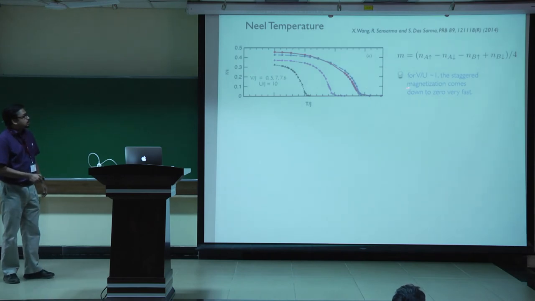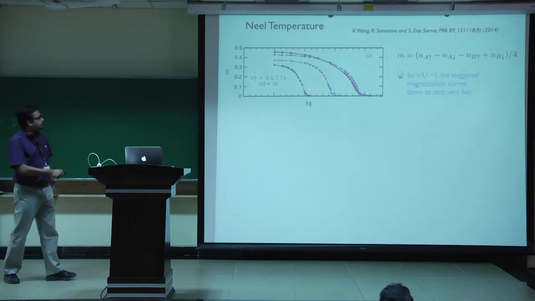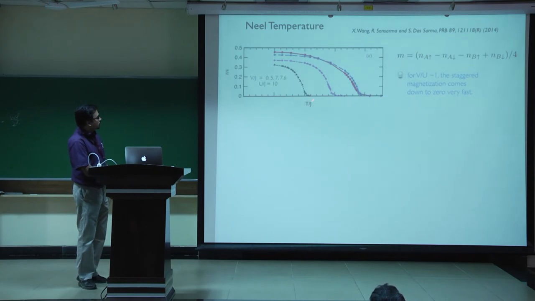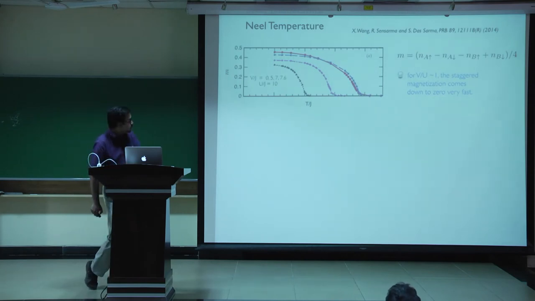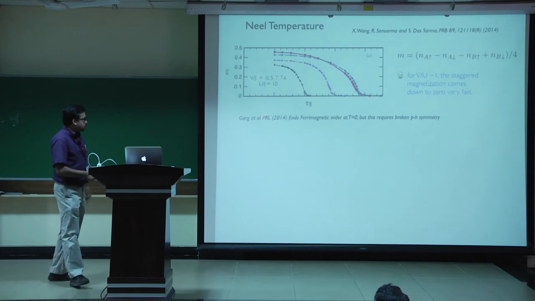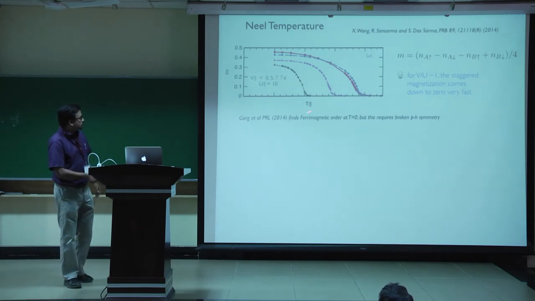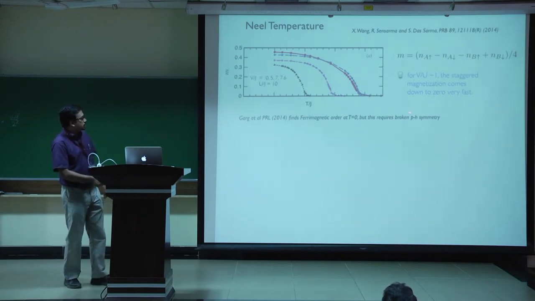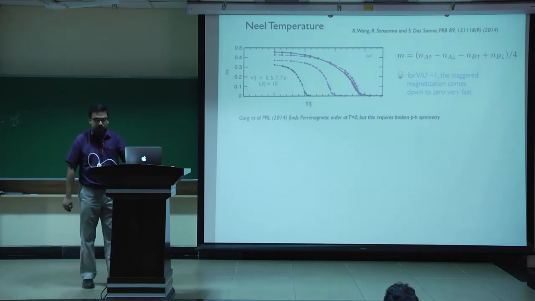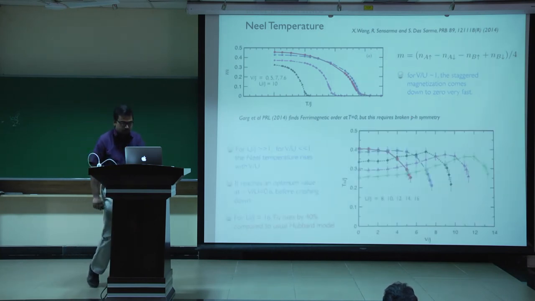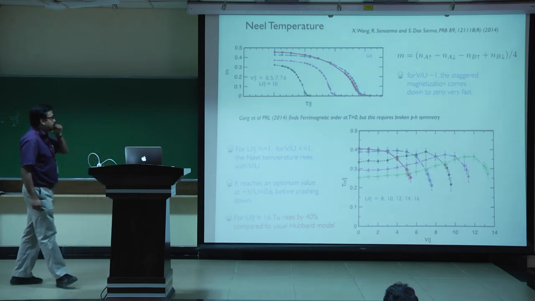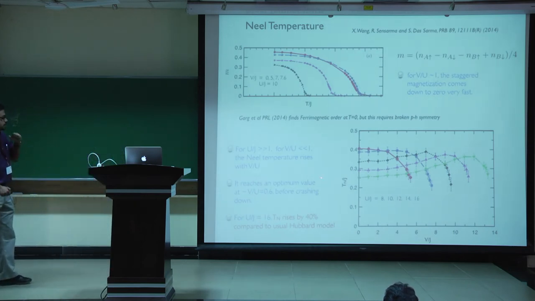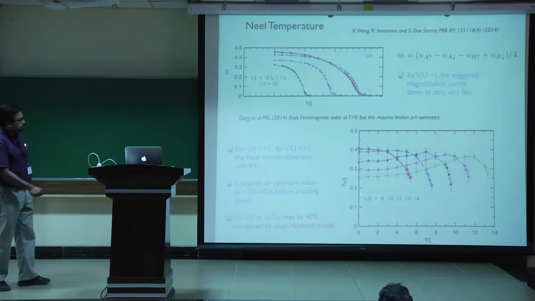If you see the Néel temperature, you see the magnetization going down, and from this staggered magnetization, we can get the Néel temperature. There is some work by Arthi Garg and others, which finds ferromagnetic orders, but this requires broken particle-hole symmetry. We are at half filling, so we don't get that. We get antiferromagnetic order. Now, what is plotted here is the Néel temperature obtained from this as a function of V over J.